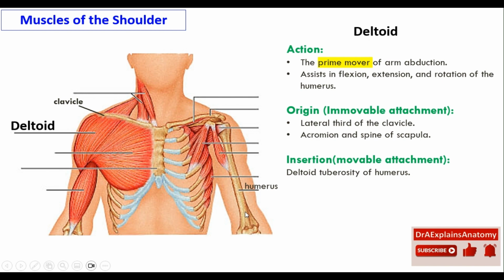The origin of the deltoid muscle, which is the immovable attachment site, is the lateral third of the clavicle, the bone right here, and the acromion and the spine of the scapula posteriorly. Insertion, it is inserted in the deltoid tuberosity of the humerus. So on the shaft of the humerus, we find the deltoid tuberosity where the deltoid muscle is inserted.